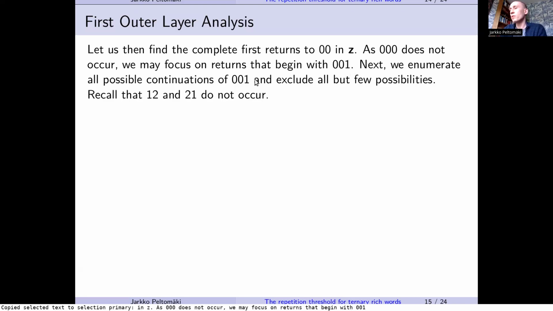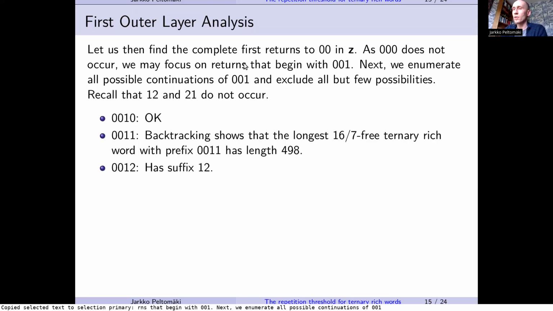So we just want to determine all the complete first returns to 0, 0. And the way we do it is by brute force, basically. We just extend 0, 0, 1 in all possible ways and exclude certain continuations as we go. So for instance, here I wrote the 3 extensions of the word 0, 0, 1.